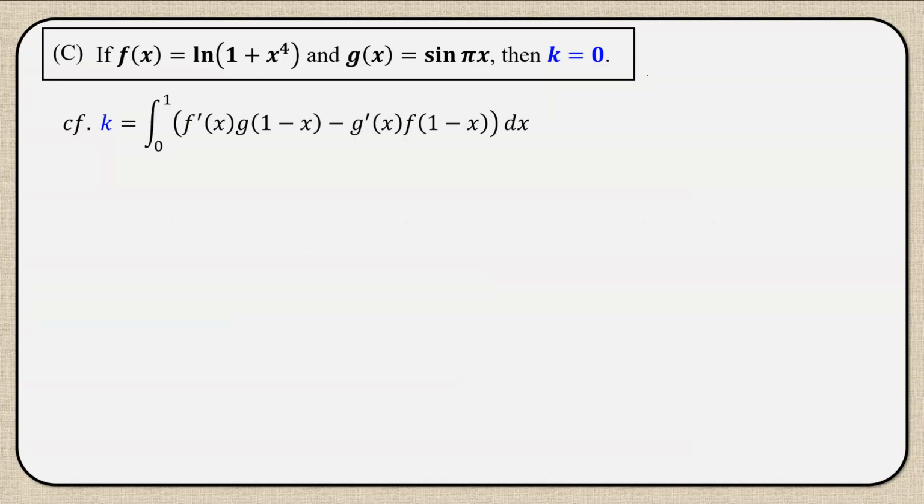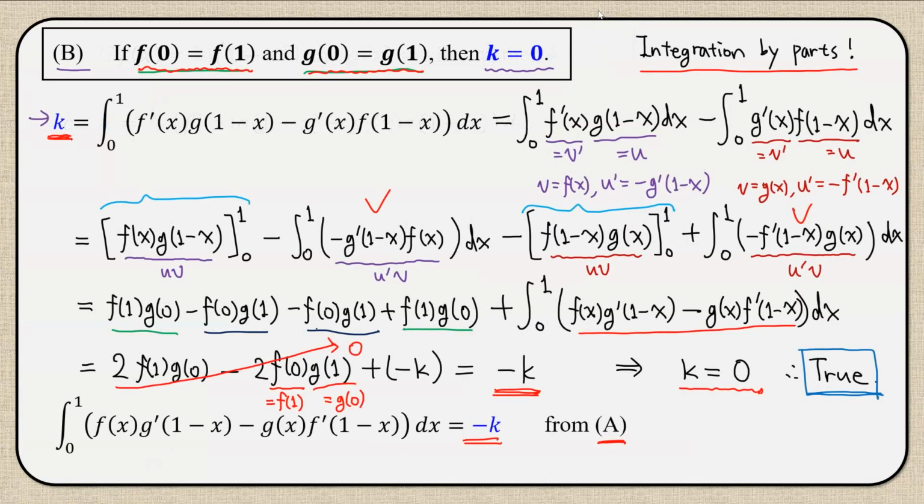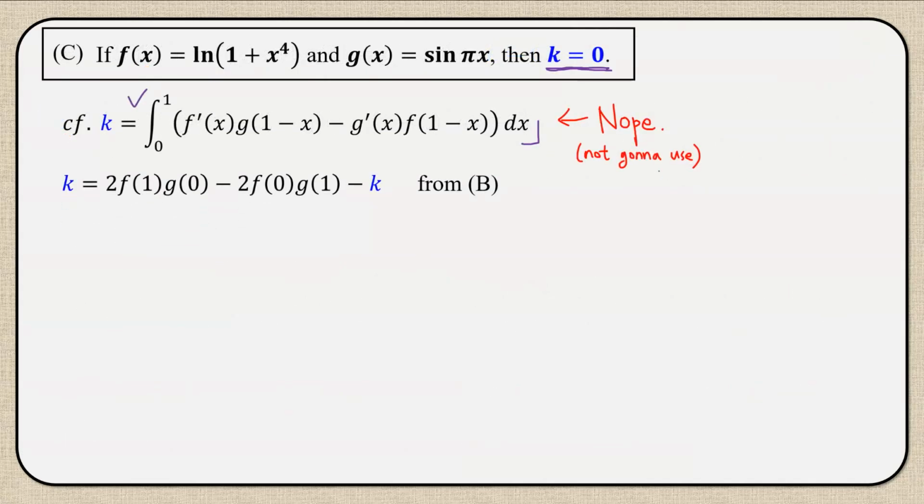And finally, statement C, where we also have to determine whether k equals 0 or not. In the problem, this is how k is defined in the first place, as the value of this definite integral. But here, we don't actually try to calculate this integral. Instead, we are going to use this alternative expression for k, which was obtained by using integration by parts. So we use this previously obtained result.